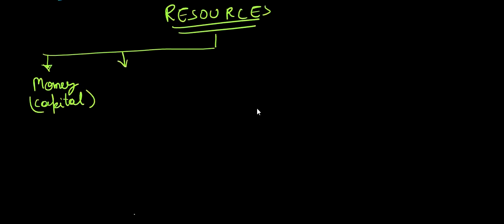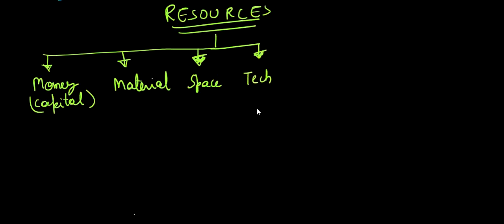The next important thing is material. The third important thing is space. For example, in case of any construction project, you would be requiring a land area. So space is very important. It is also a type of resource. The fourth thing is technology. All the machinery you will be requiring comes under technology.